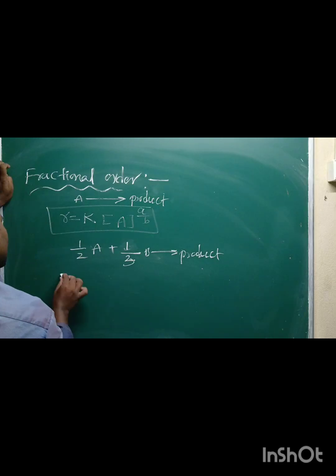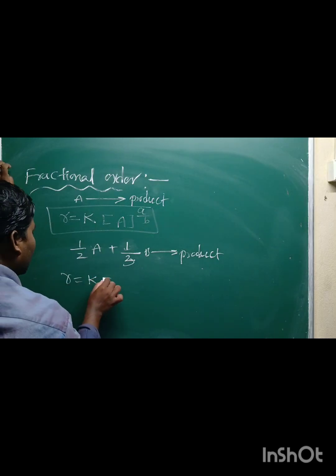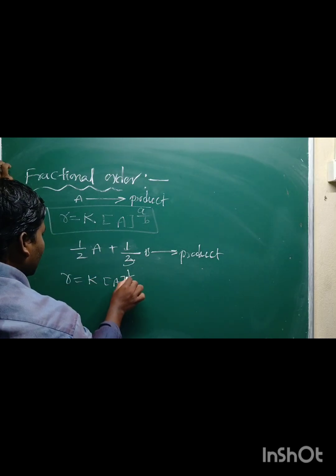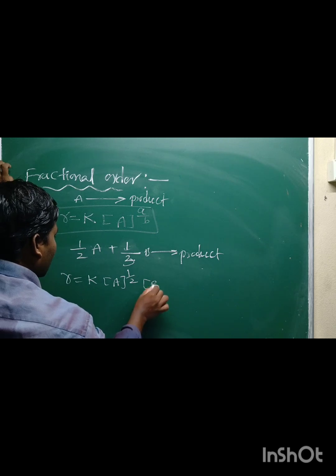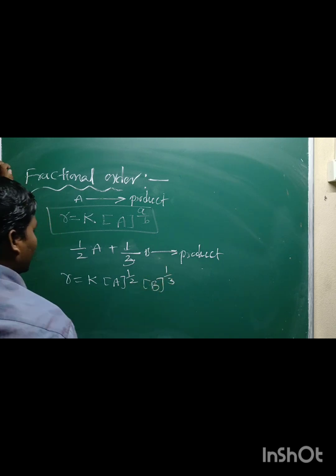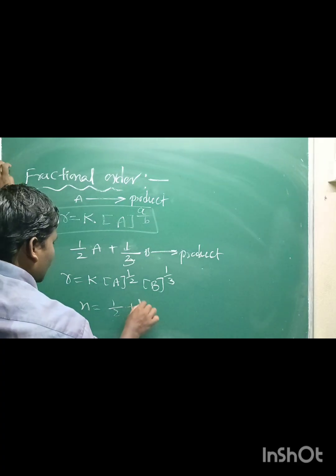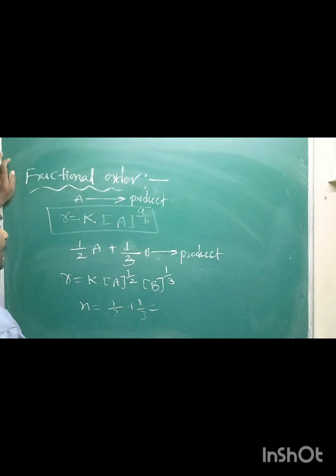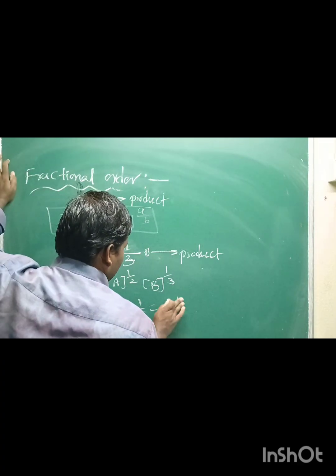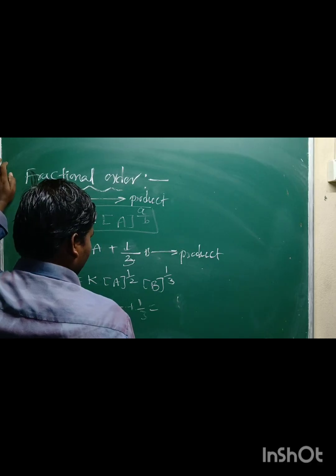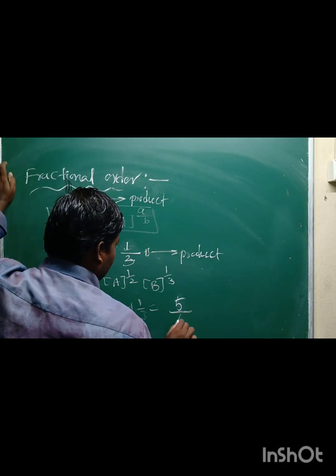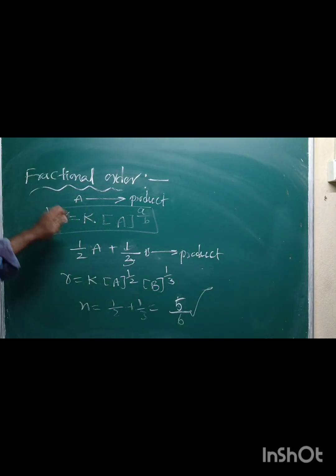What is the rate equation here? R is equal to K into concentration of A power 1/2, concentration of B power 1/3. The order is the sum of the powers, 1/2 plus 1/3, LCM is 6, equal to 5/6. This order is a fractional value.